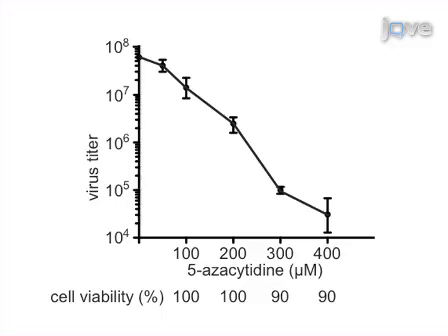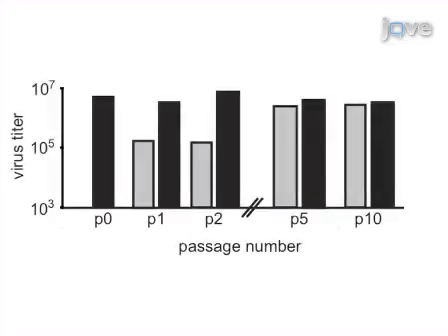This figure indicates the percentage of cells surviving treatment below the x-axis, determined by trypan blue staining 48 hours post-infection. The results show that concentrations of 100 and 200 micromolar reduce virus titers by 1 to 2 log without affecting cell viability. To select for mutagen-resistant populations, chikungunya virus was passaged in HeLa cells in the presence, grey bars, or absence, black bars, of 50 micromolar ribavirin.